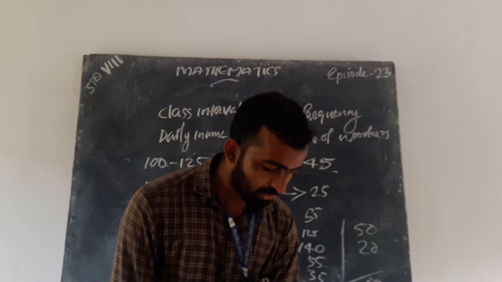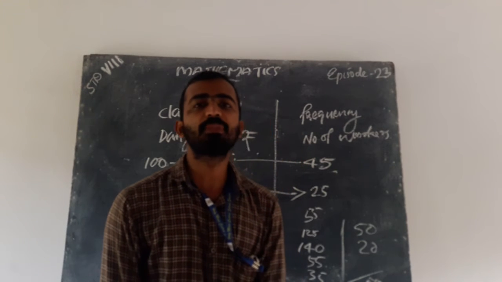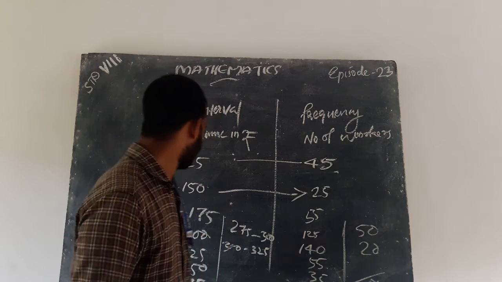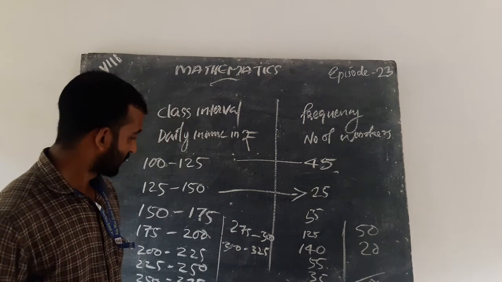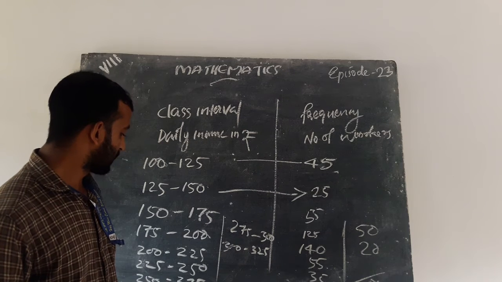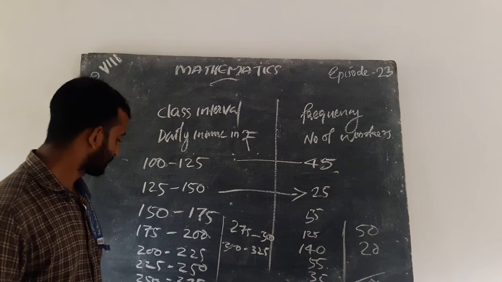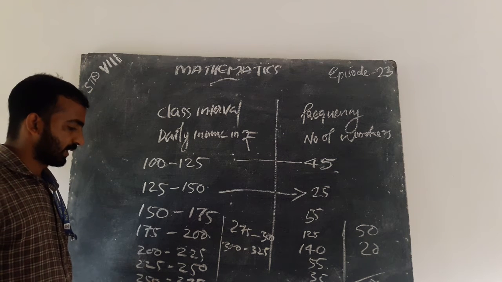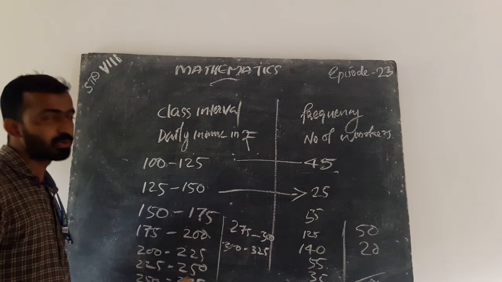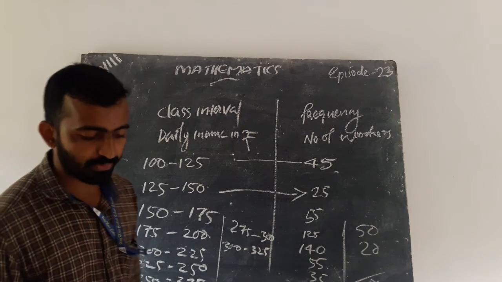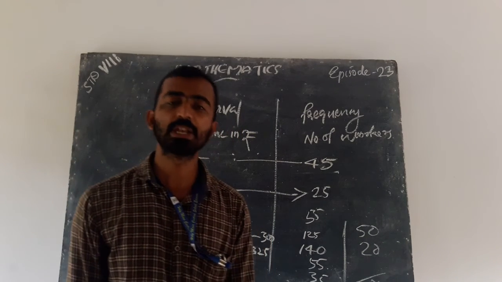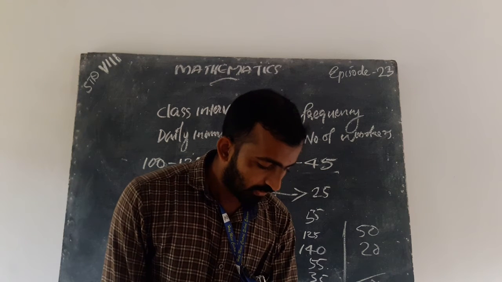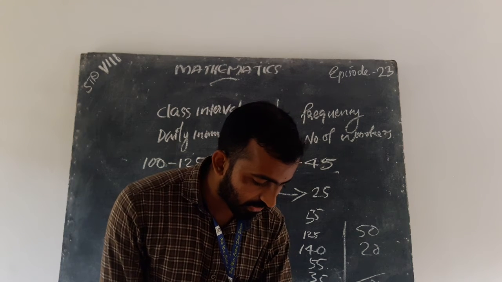And next question is, what is the upper limit of the class interval 250 to 275? Which is the upper limit? 275. Answer is 275. And next question is, which two classes have the same frequency?